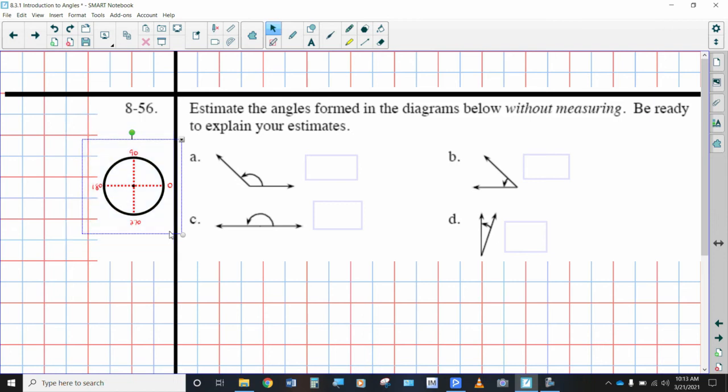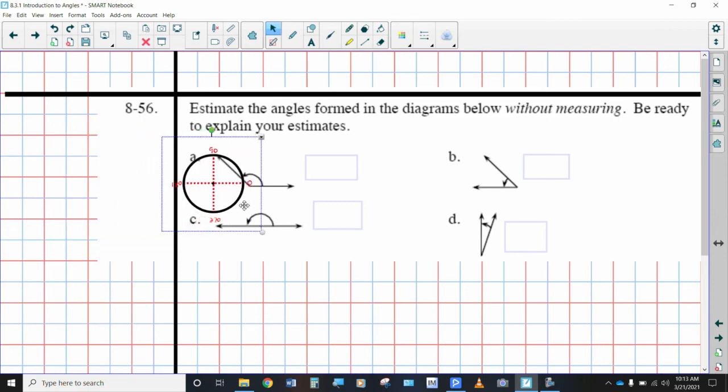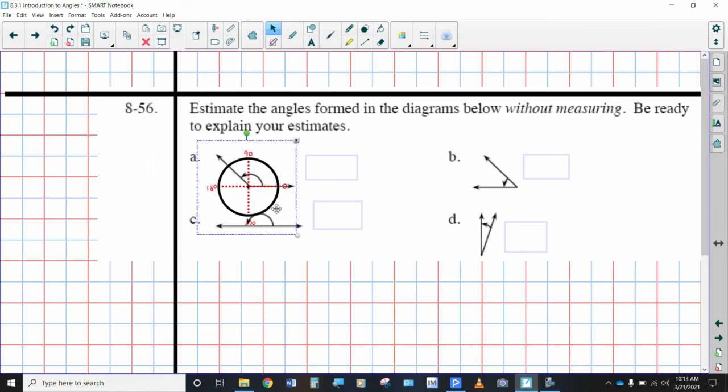So I think what I'm going to do is help you out here, and I'm just going to go ahead and set this little mock protractor right on the origin, and you tell me what you think the measure is. Okay? So go ahead and pause as we do this. I'm going to go to each one.